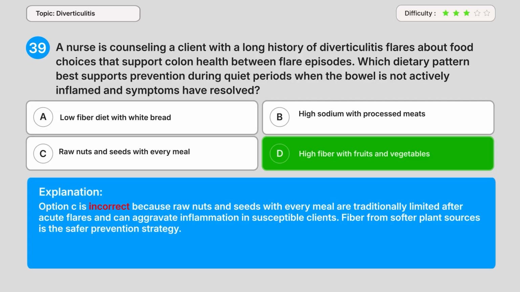Option C is incorrect because raw nuts and seeds with every meal are traditionally limited after acute flares and can aggravate inflammation in susceptible clients. Fibre from softer plant sources is the safer prevention strategy.